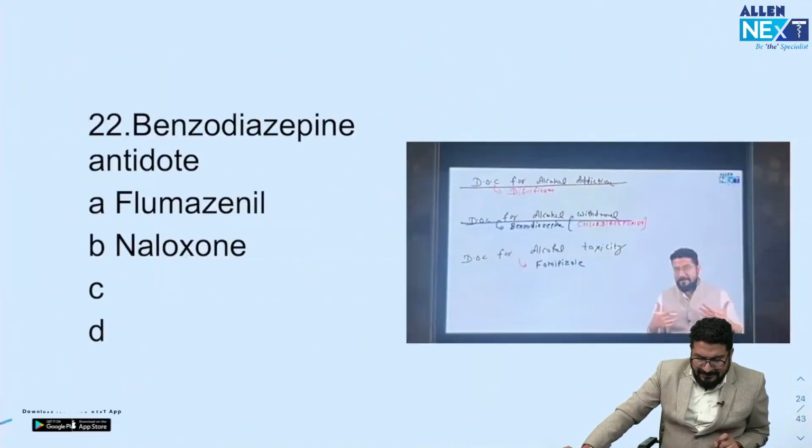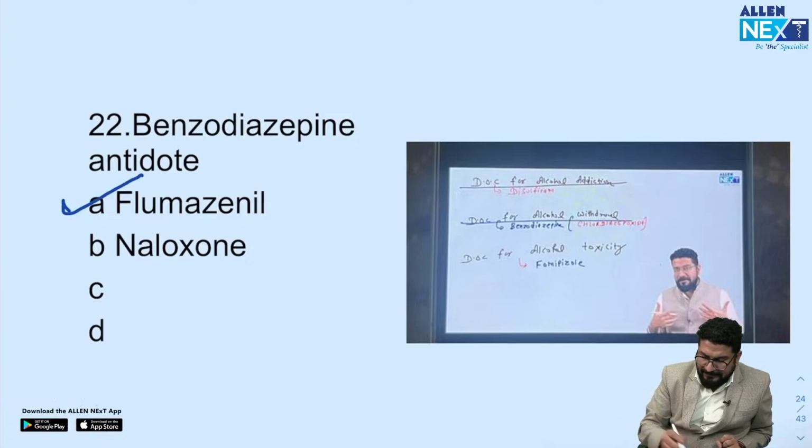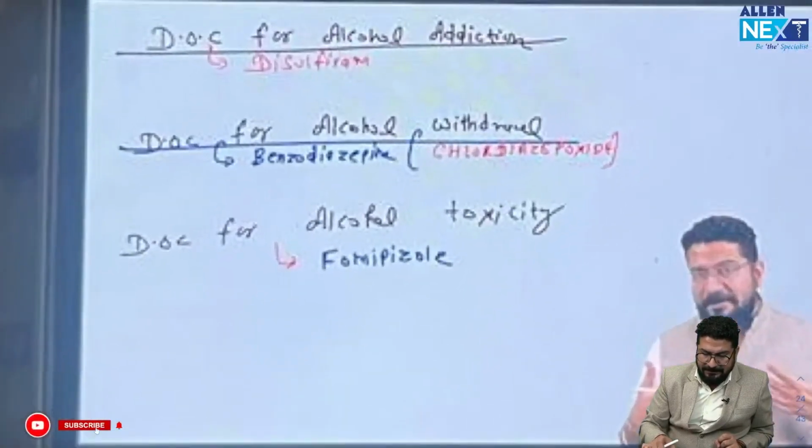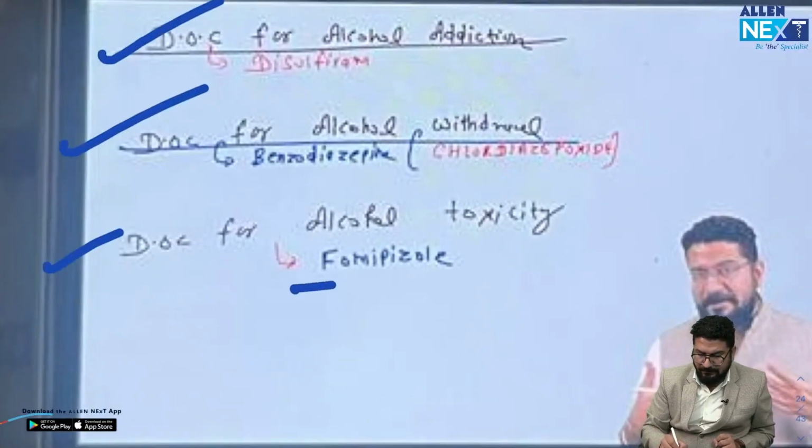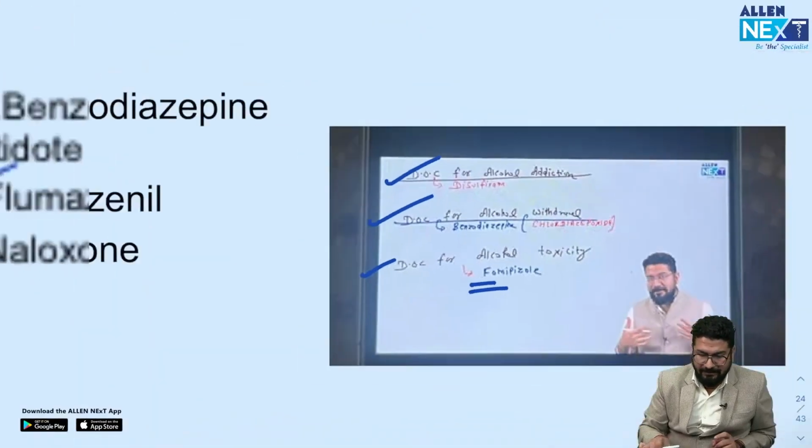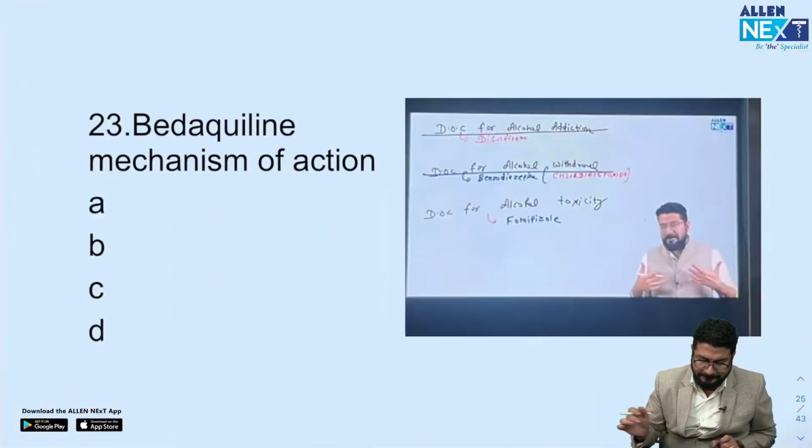Okay, coming to the next, benzodiazepine antidote. That you already know now, flumazenil. We have discussed this, flumazenil. Remember, I told you the drug of choice for alcohol addiction is disulfiram, for withdrawal it is benzodiazepine, and for alcohol toxicity we give fomepizole. So again, straight from our notes, the question came in the exam.